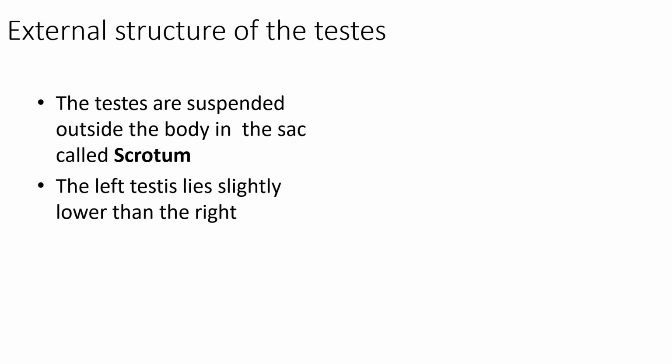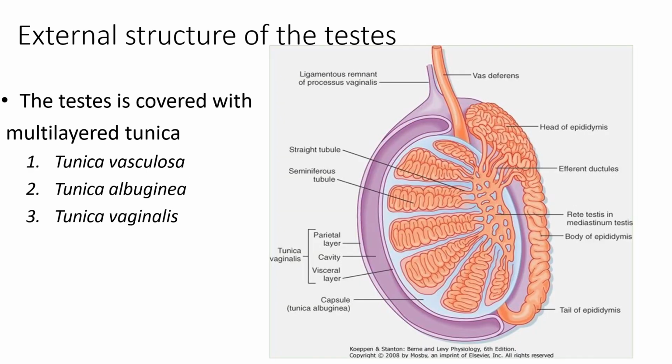About its external structure, they are suspended outside the body in a sac called scrotum. The left testis lies slightly lower than the right one. Next, you have to mention about the covering of testis. The testis is covered with a multi-layered tunica consisting of 3 layers: tunica vasculosa, tunica albuginea, and tunica vaginalis. In this image, you can see both the external and the internal structures of testis.